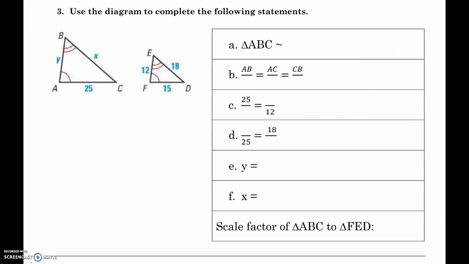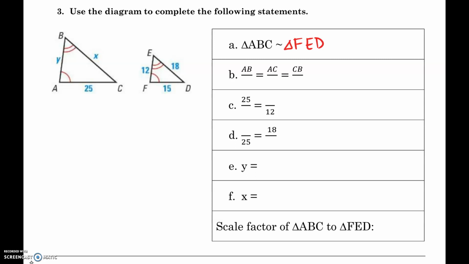In number 3, we do have two pairs of corresponding angles that are congruent. Angle A is congruent to angle F, and angle B is congruent to angle E. So we can say these triangles are similar by the AA postulate, angle-angle postulate. So here, triangle ABC is similar to triangle FED.